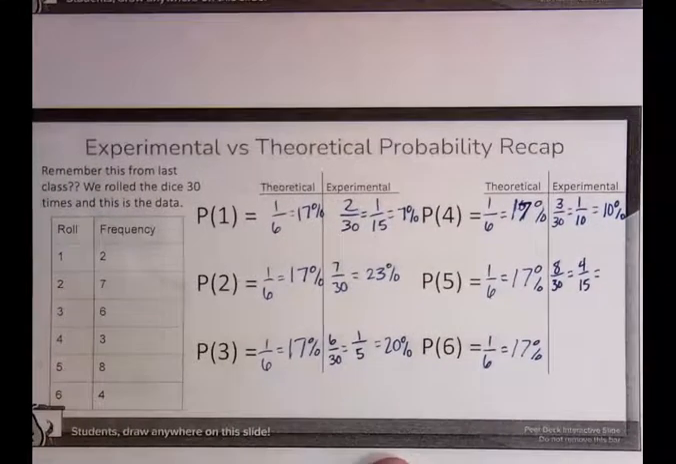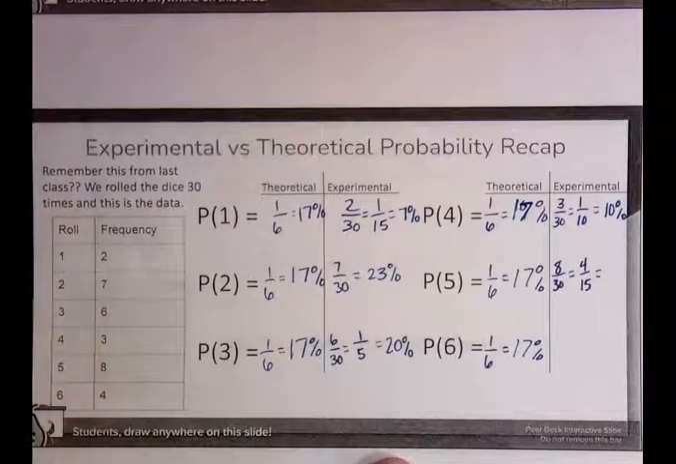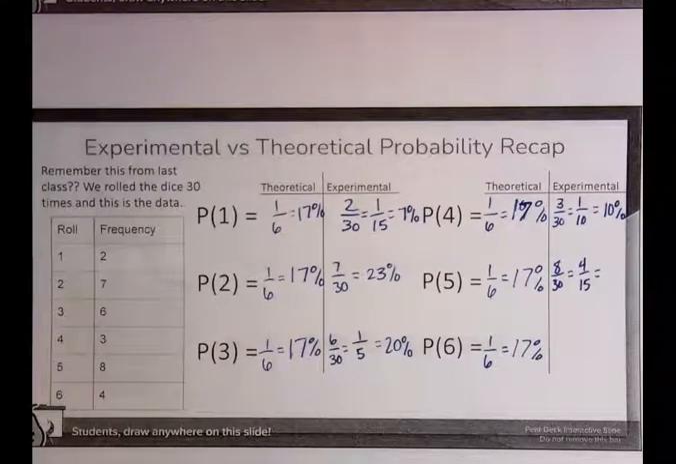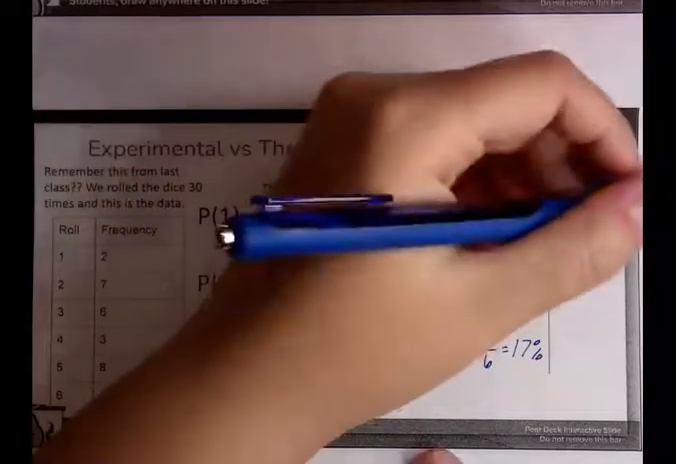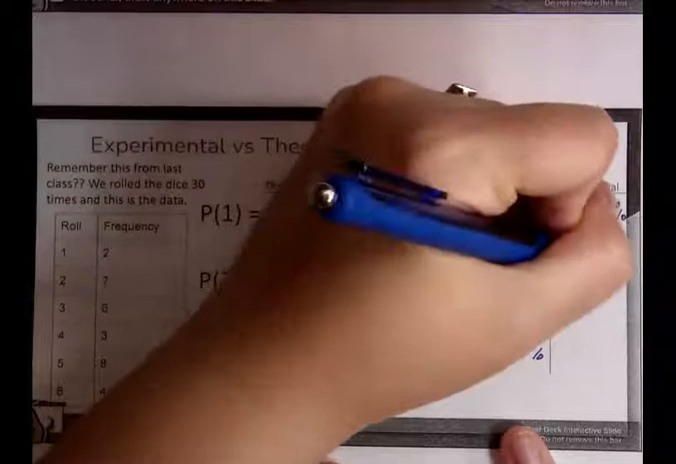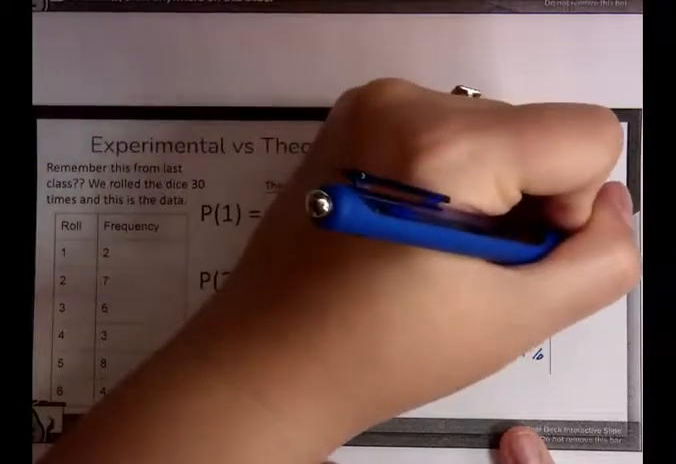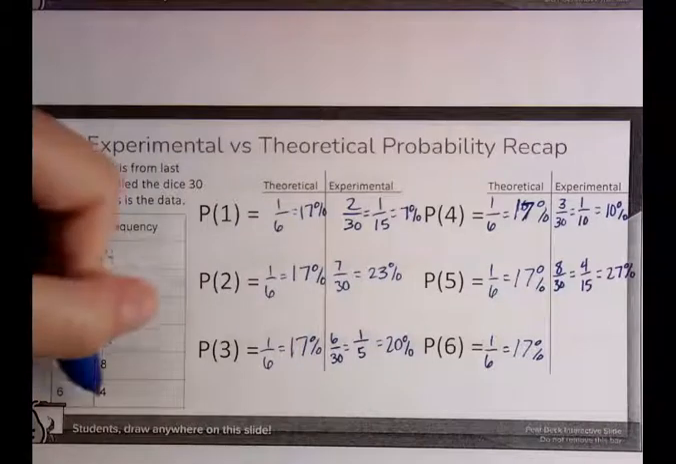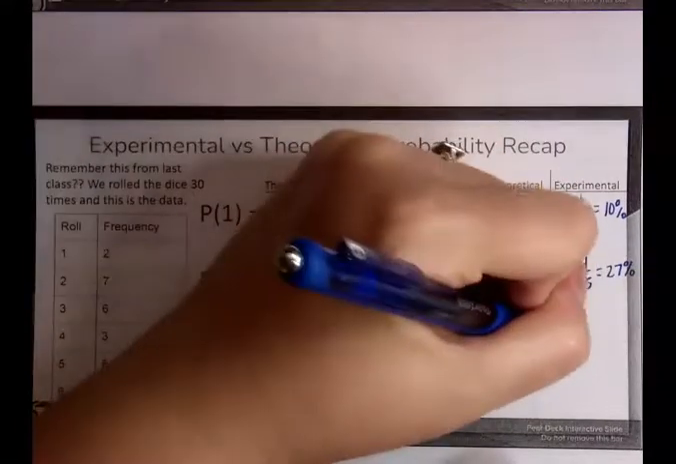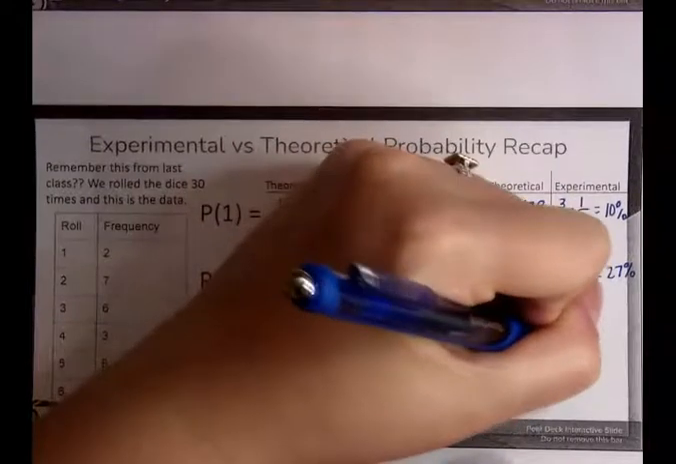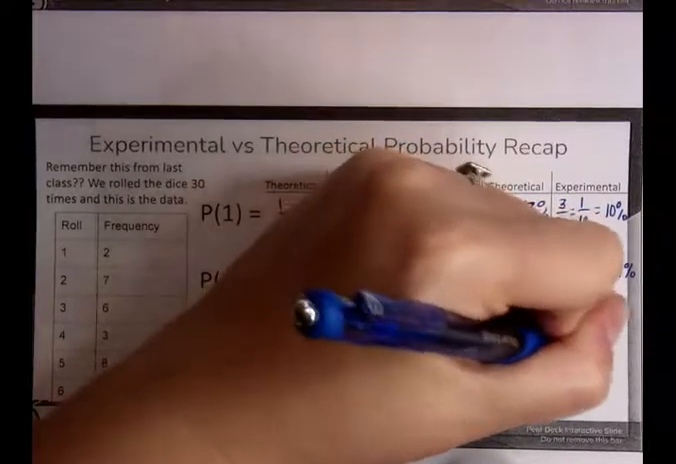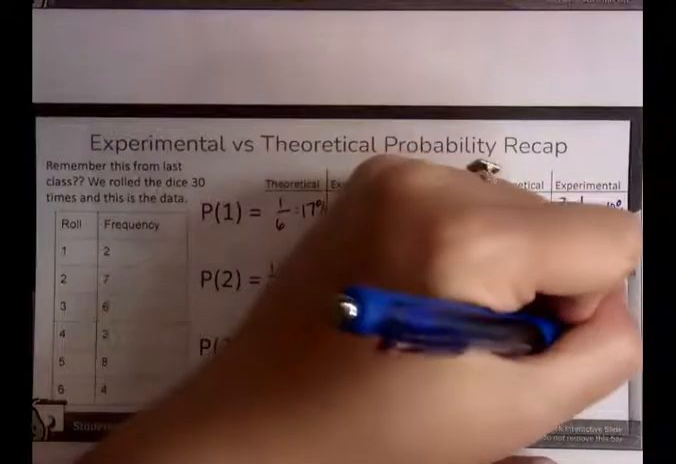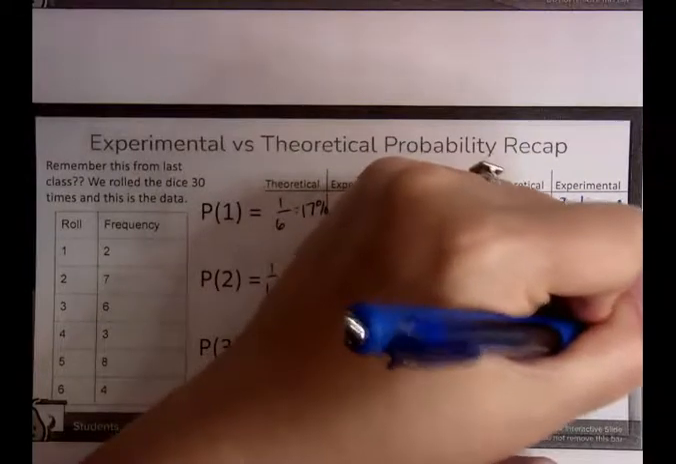And sorry, it's easier to see now. Now you guys can see the side. And then 4 divided by 15 is 0.2 and then 6 repeating. So that will round up to 27%. Then the last one, 4 out of 30, simplifies to 2 over 15, or 13%.